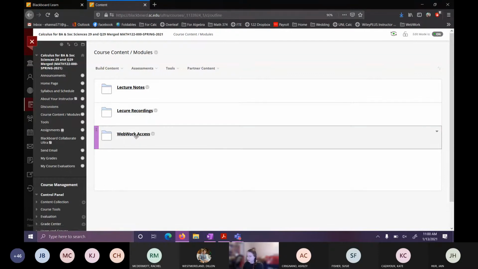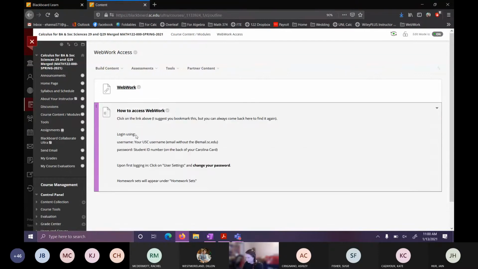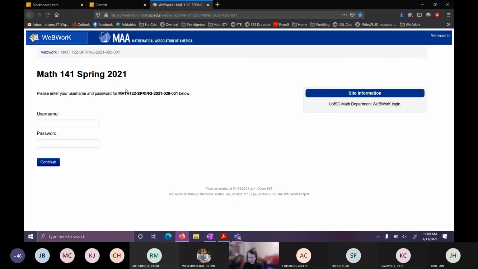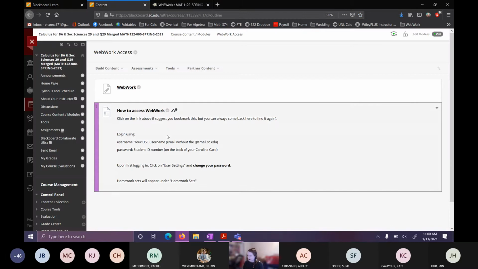But anyway, there's this new folder that says WebWork Access, and you'll click on it. And then essentially anytime you need to go to WebWork, you'll just hit this, and it'll take you to this page. Your username is going to be your USC username, essentially your email without the at email.sc.edu, the thing you use to log into everything.